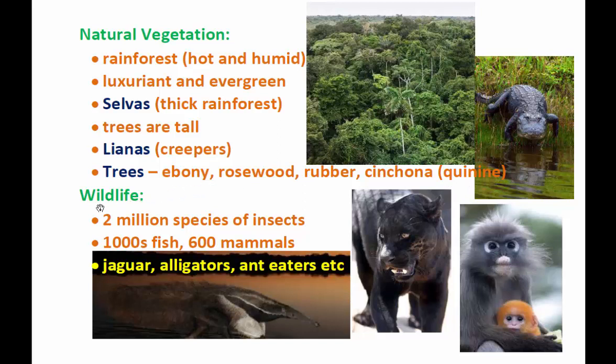As far as wildlife is concerned, being a thick forest, it is very rich in wildlife. They have 2 million species of insects, different kinds of spiders, scorpions and all. They have more than 1,000 varieties of fish and 600 varieties of mammals. Some of the important animals include jaguar, which you can see from the picture right here, and alligators, and this is an anteater. Different varieties of monkeys are available in this region. Let's go to the next one.